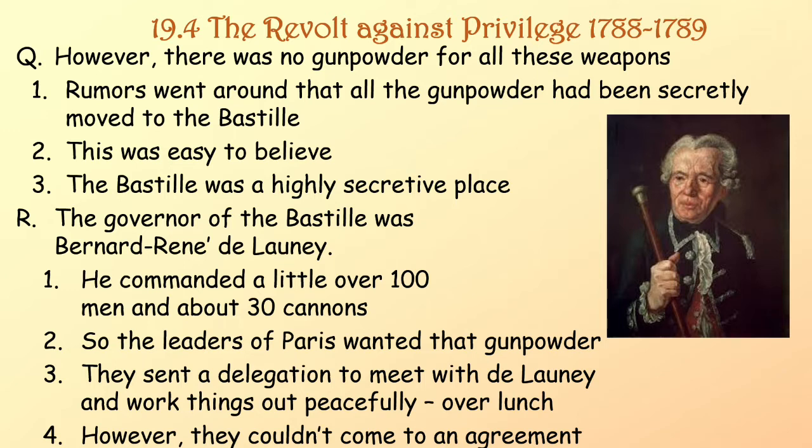The Bastille was a highly secretive place. The governor of the Bastille was Bernard René Delaunay, and he commanded a little over 100 men and about 30 cannons. So the leaders of Paris wanted that gunpowder, and they sent a delegation to meet with Delaunay to work things out peacefully over lunch. However, they couldn't come to an agreement.